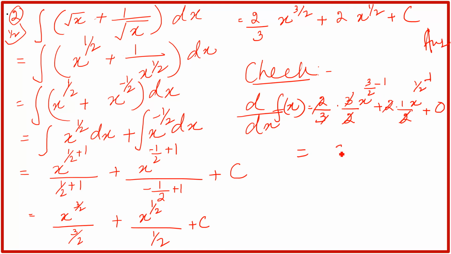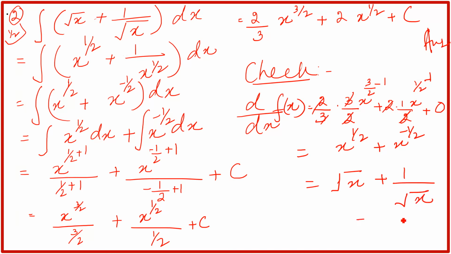If we simplify, you will see you get x raised to power minus 1 over 2, and this is under root x plus 1 over under root x. So you can see you have the same question, under root x plus 1 divided by under root x, and we get the same thing. So whatever is the answer of your integration, take the derivative, it should be equal to your question. So it means your answer is right. But again, if anything is not clear, you can ask me, and thanks for watching.